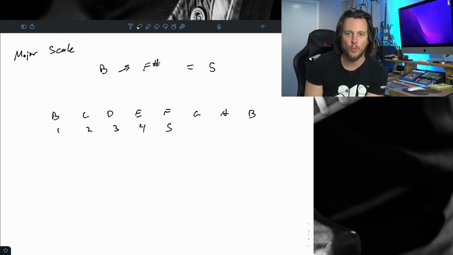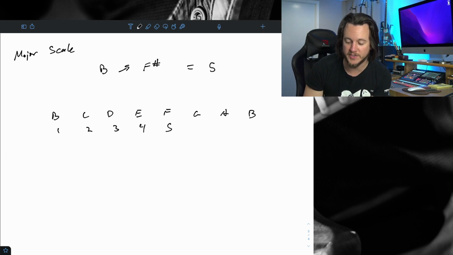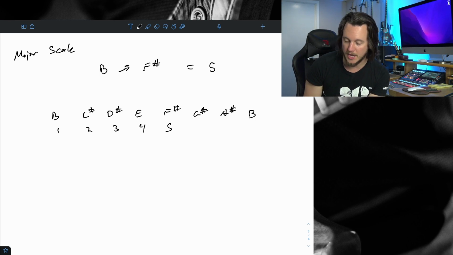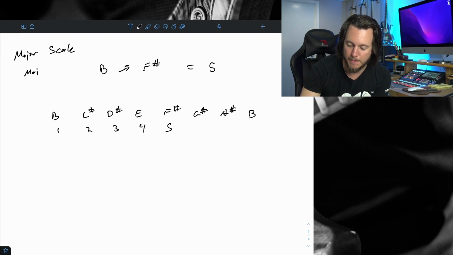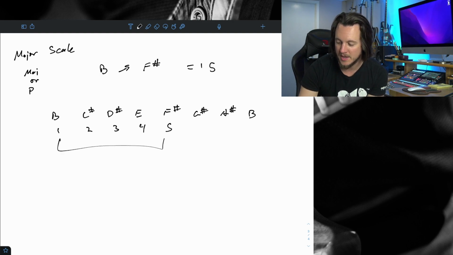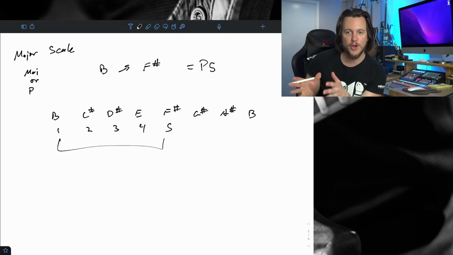Now, the next thing would be, what is the B major scale? Of course, you can look in my guide, or if you already know off the top of your head, the B major scale has 5 sharps: C sharp, D sharp, F sharp, G sharp, and then A sharp. And we know that the major scale has everything as either a major or a perfect interval. So then F sharp occurs in the B major scale. That distance is going to be a perfect fifth, even though it's an F sharp.